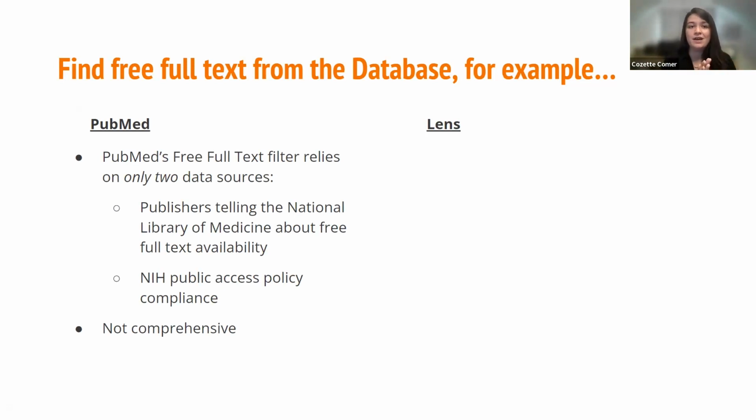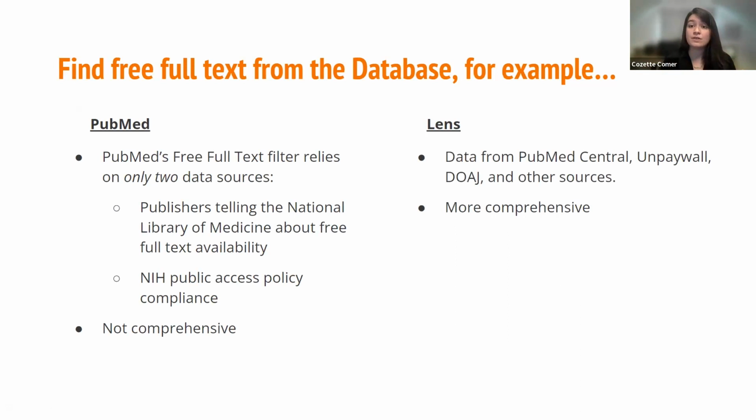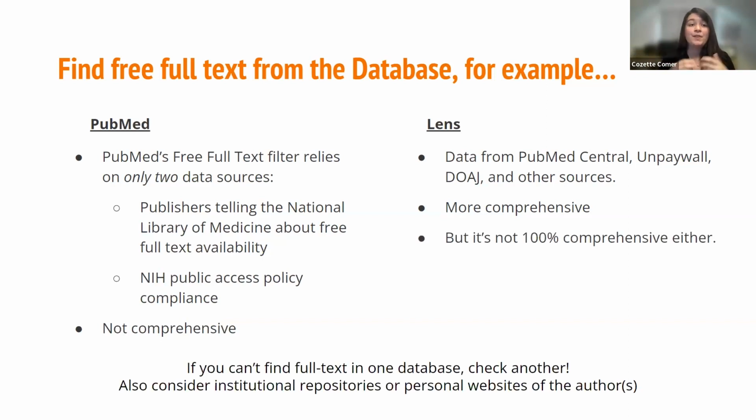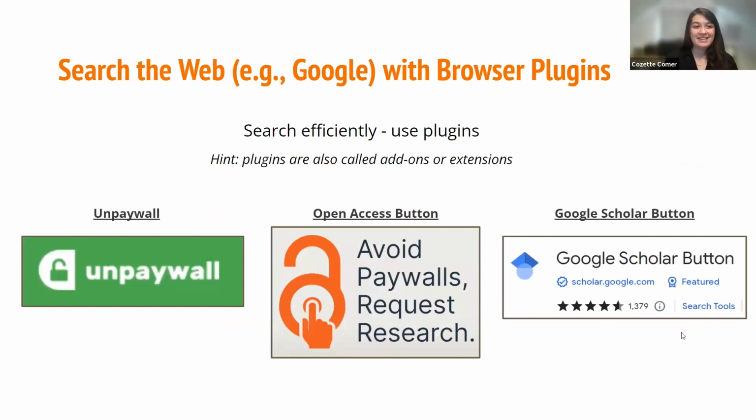It's not comprehensive. Lens, on the other hand, does get full text from a number of sources. So it's more comprehensive, but it's still not going to be 100%. So the takeaway message here, again, another great place to look: if you can't find full text in one database, try another one. You might also consider searching institutional repositories or personal websites of the authors of the text that you're looking for, but we would recommend efficiency over more granular approaches like that.